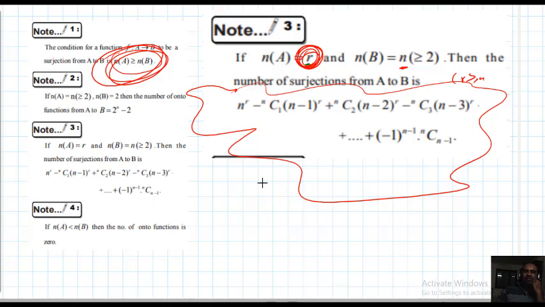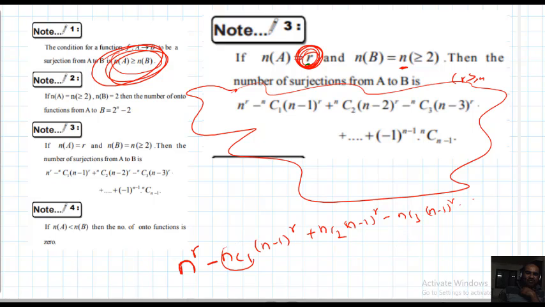In this case, what does the formula mean? n power r. How to remember? I will say n power r minus nC1 into (n minus 1) power r, plus nC2 into (n minus 2) power r, with alternate signs, minus nC3 into (n minus 3) power r, plus and so on. What is nC1? What is nC2? In the previous article I explained. nPr also I explained. What is that?